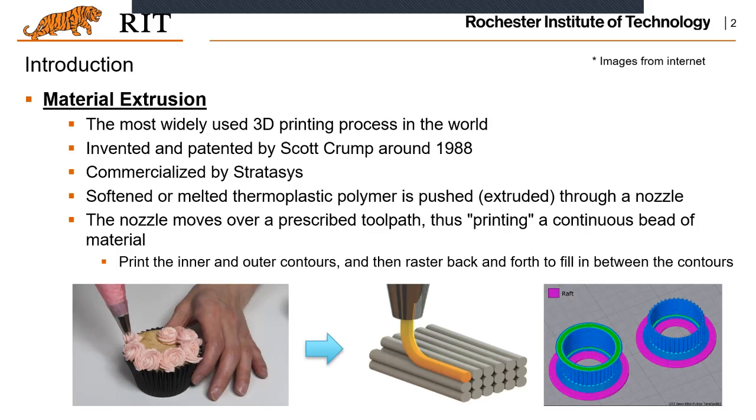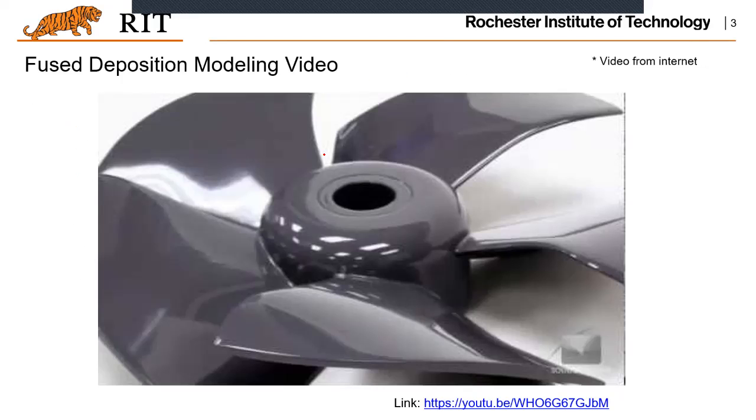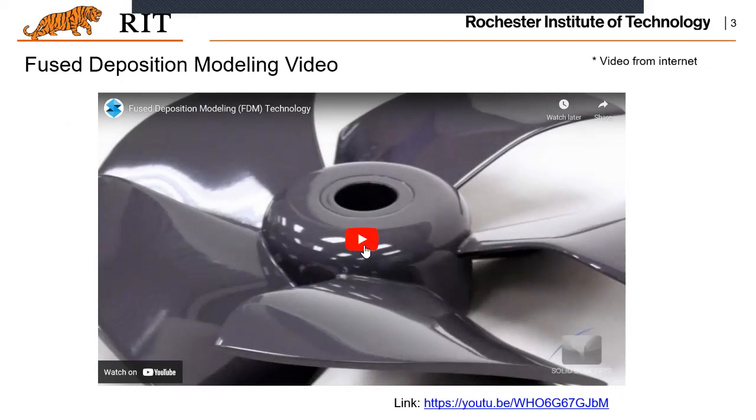Basically, here is an illustration figure of material extrusion. And this is a kind of simulation of all the layers in the software. This here shows the tool paths of each layer, which will be executed by the printer. All right. Let's look at a video.